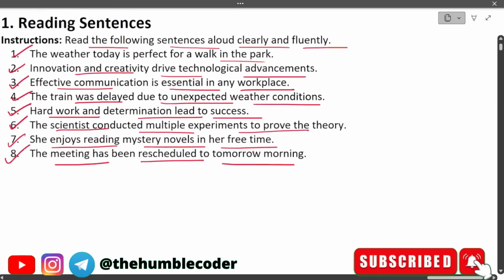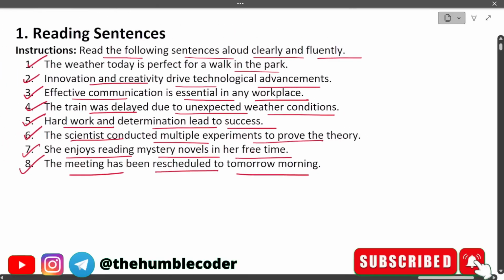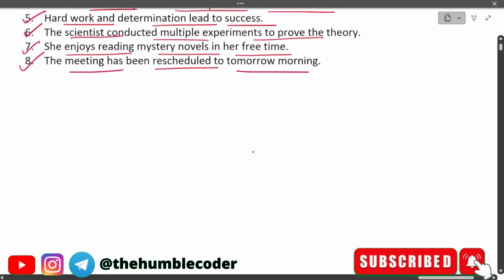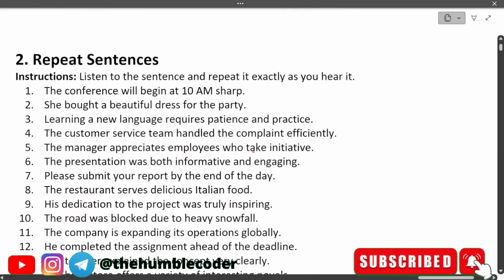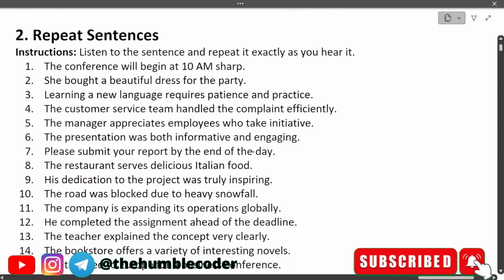So I hope now you have understood how these kinds of questions you need to attempt. You will be given a sentence and you need to read it aloud. Okay, and these were the first type of questions. Let's now move on to the second type of questions, wherein you need to listen to the sentences and repeat exactly what you hear.